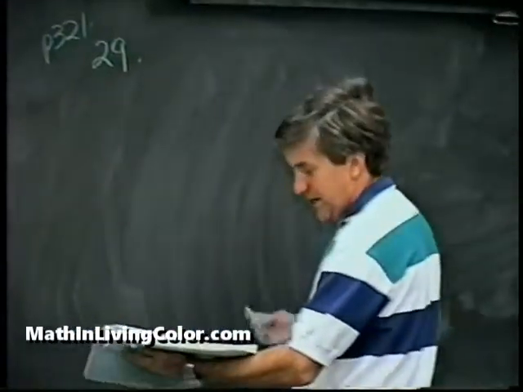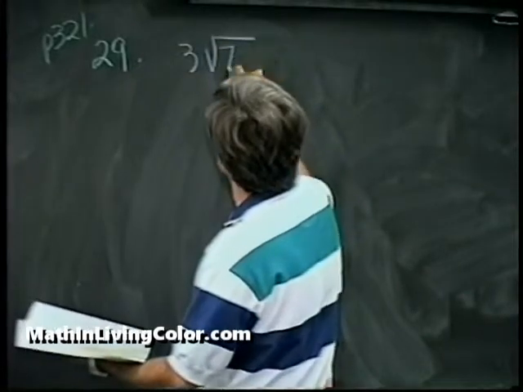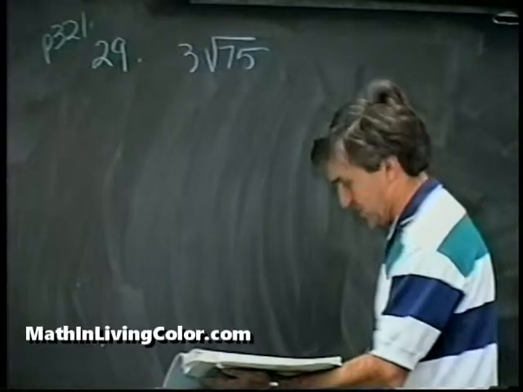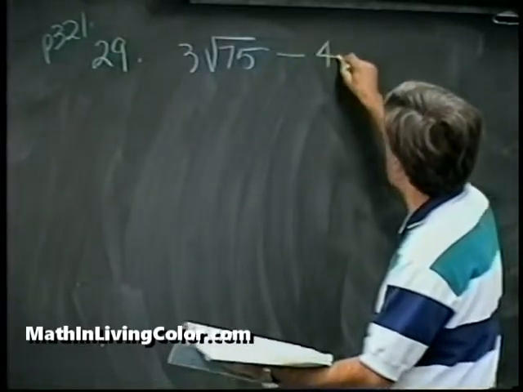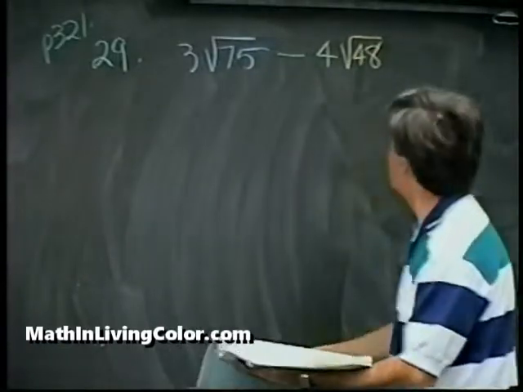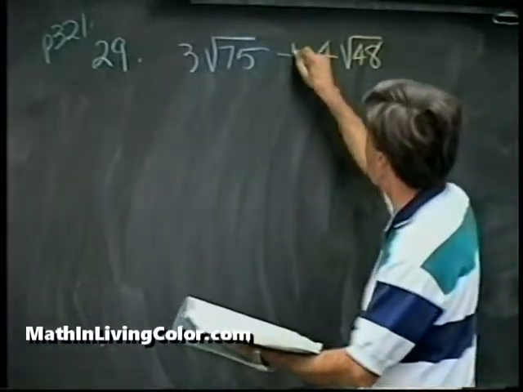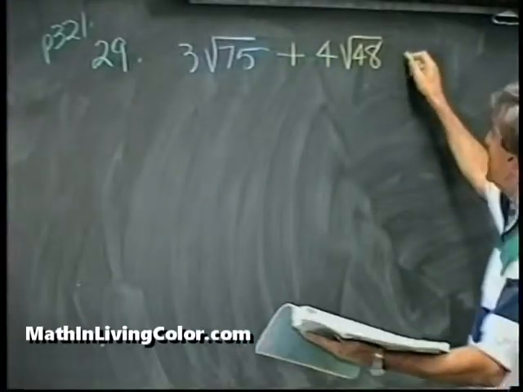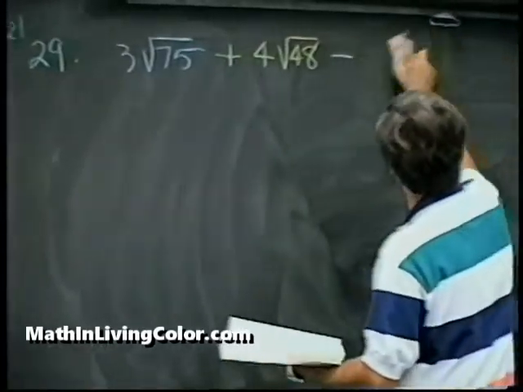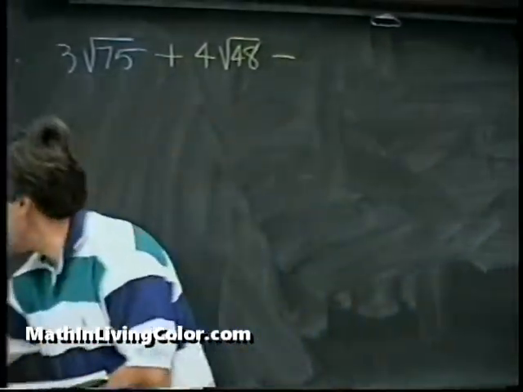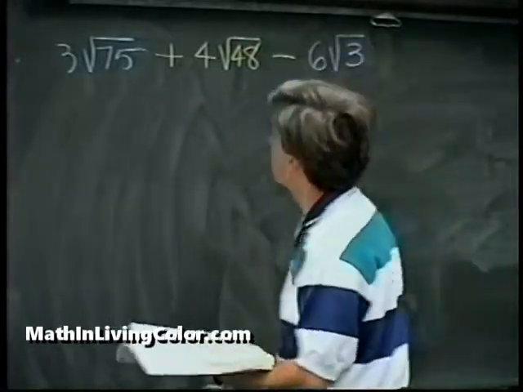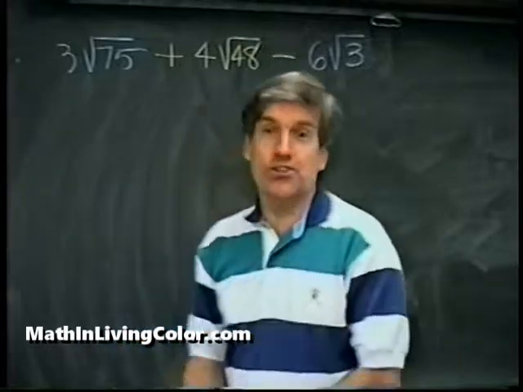All right, number 29, it says 3 square root of 75, and then it says minus 4 square root of 48. Plus, thank you. All right. And then minus 6 square root of 3. Let me get a different color there for that last one. I'm running out of colors. 6 times the square root of 3. Okay? So I've got 3 different square roots there.